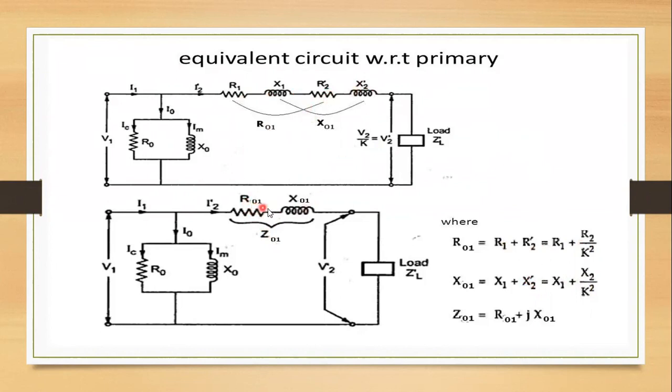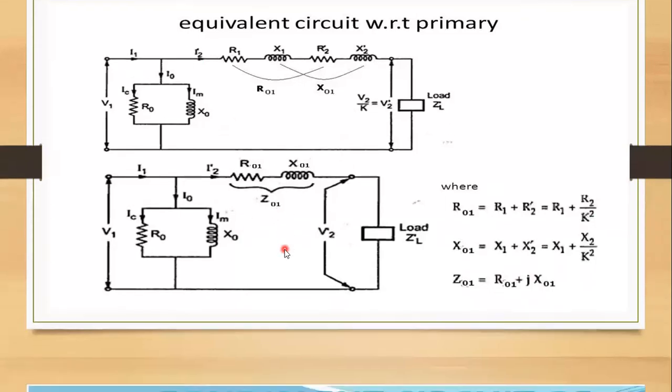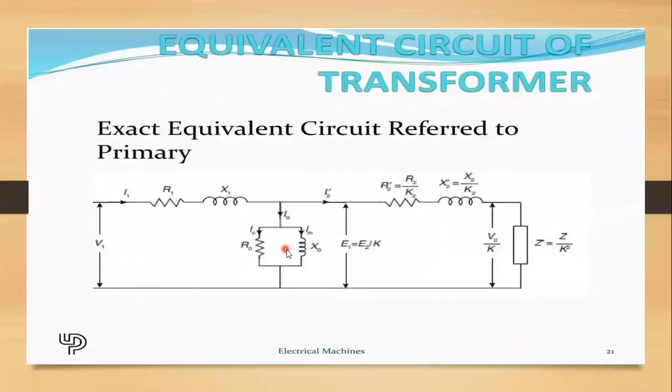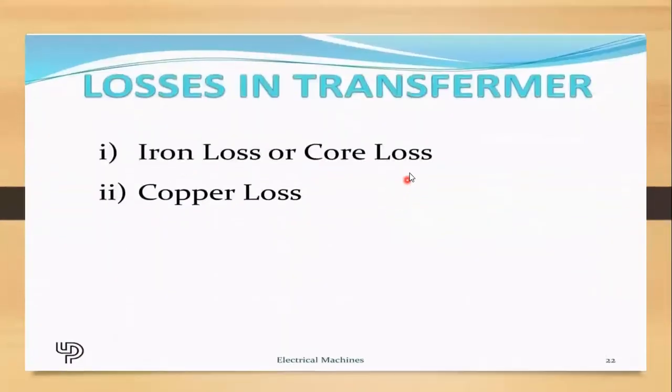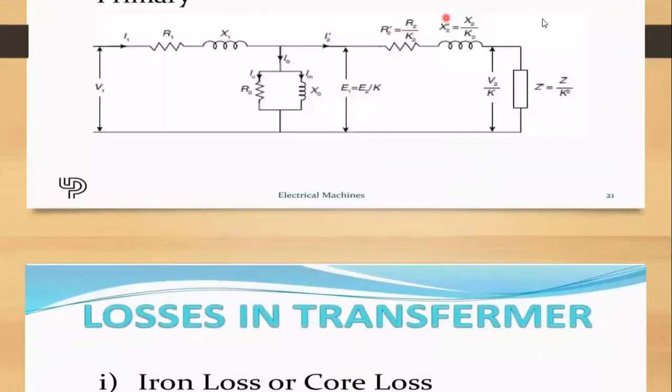This complete R01 and X01, R01 plus jX01, is called the impedance, denoted by Z01. This is called the equivalent circuit referred to the primary side of the transformer. Understood? So in this way, the exact equivalent circuit referred to the primary side, all parameters can be converted into the primary side of the transformer. Understood?